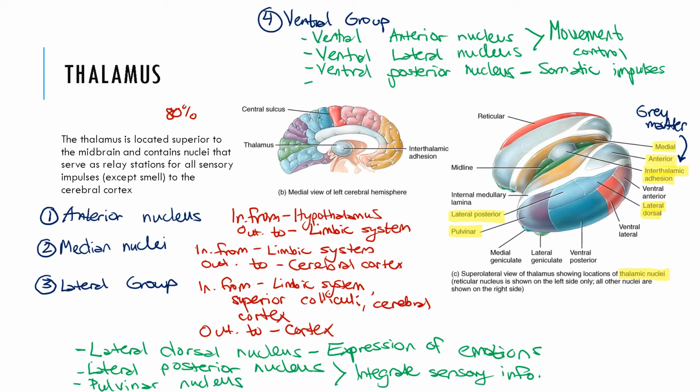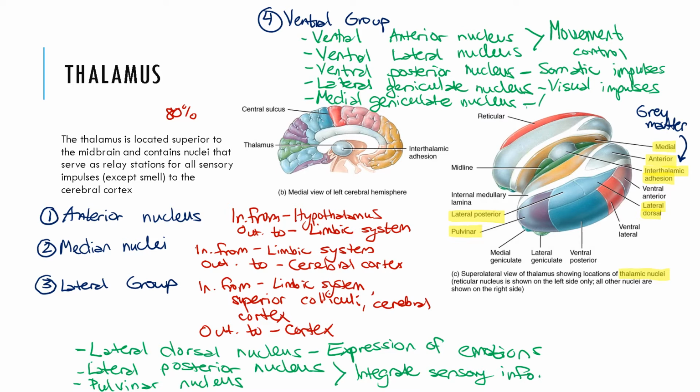Then we have the lateral geniculate nucleus. The lateral geniculate nucleus is going to relay visual impulses for sight. And then the last group in the ventral group is the medial geniculate nucleus. This relays auditory impulses for hearing.